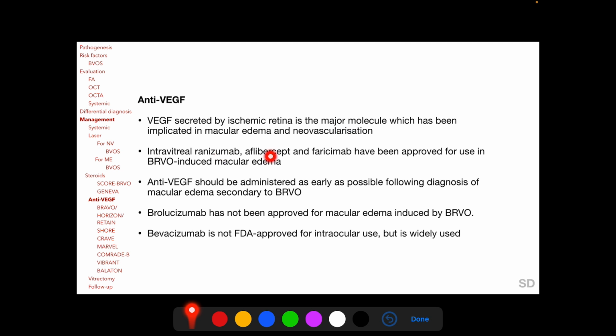Intravitreal ranibizumab, aflibercept, and faricimab have been approved for use in BRVO-induced macular edema. Anti-VEGF should be administered as early as possible following diagnosis of macular edema secondary to BRVO, and this is very important to remember. Brolucizumab has not been approved for this indication, and bevacizumab is not FDA approved for intraocular use but is widely used because of its much lower cost per patient.